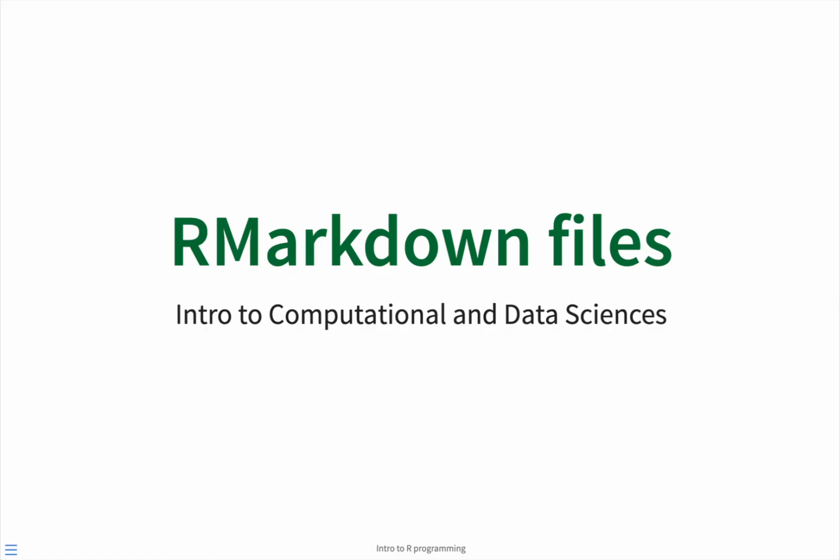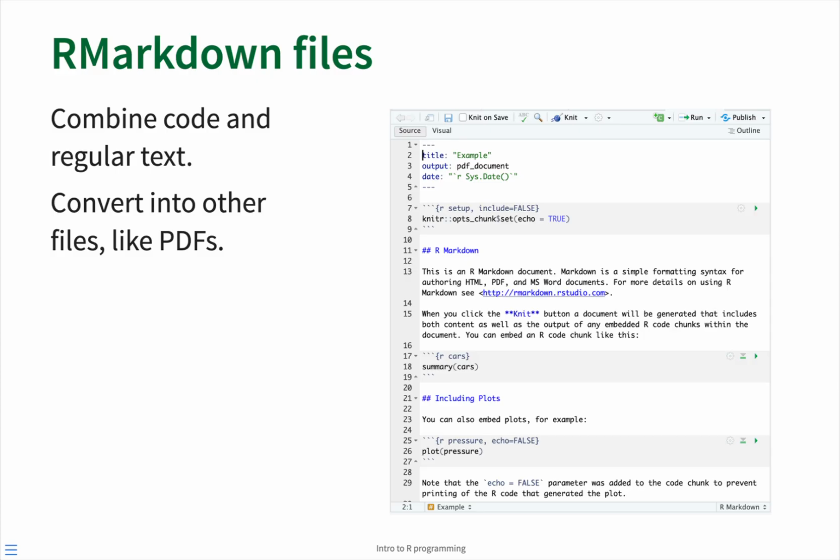In this video, we're going to talk about a type of file called RMarkdown that we'll be using to write all of our code. RMarkdown files are a type of file where we can not only write code, but we can also write regular text. You can see an example of such a file on the right. This might look a little bit overwhelming at this point, but don't worry, it will all make sense very soon. The other advantage of RMarkdown files is we can convert them into other file types.